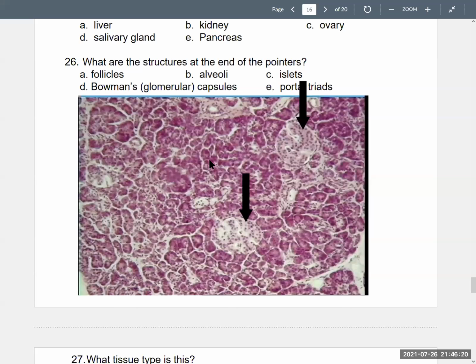Structures at the end of the pointers. These are both islets of Langerhans. The small little cells that you see in here are alpha and beta cells. Alpha cells give rise to glucagon. Beta cells give rise to the insulin. And then I'm giving you a little more than you asked for.